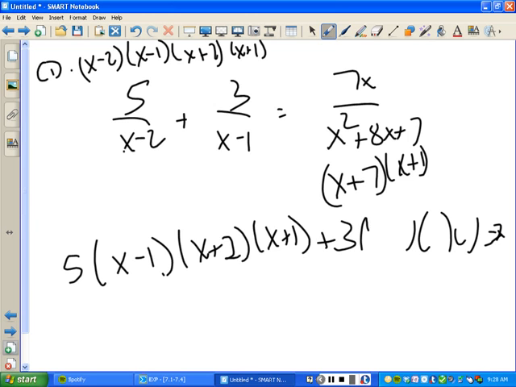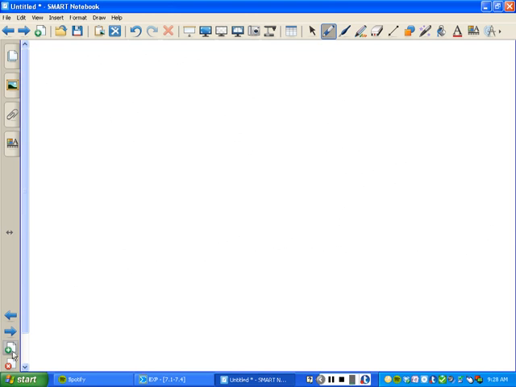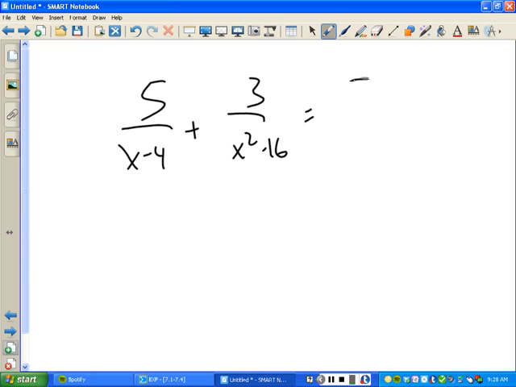Because what would you do if it were like this? 5 over x minus 4 plus 3 over x squared minus 16 equals 7 over x plus 4. What would you do then? We have a factor that's a square. This is x plus 4, x minus 4. And then those two will cancel out because it's the same as the other two. So I just did that. It wasn't nearly as grueling as you said it was.